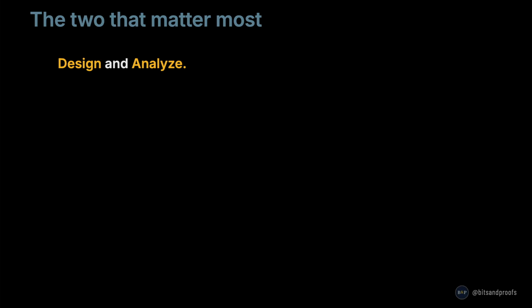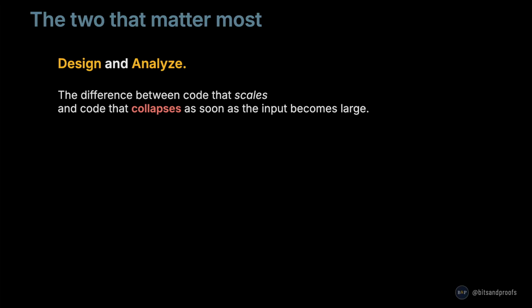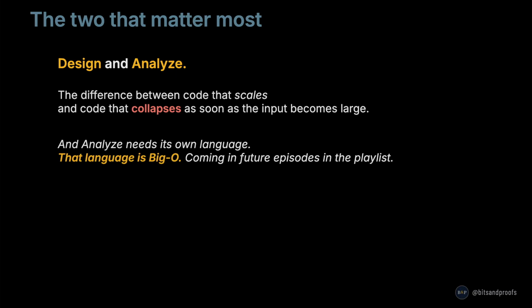So which of these 5 questions matter the most? The answer is 2 of them, design and analyze. Design separates a programmer who just solves a problem from one who solves it well. Analyze tells you whether your code will scale or whether it will collapse as soon as the input becomes large. And analyze needs a language of its own. That language is Big O, coming in future episodes in this playlist.